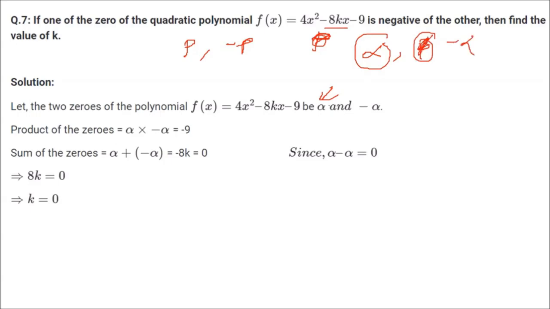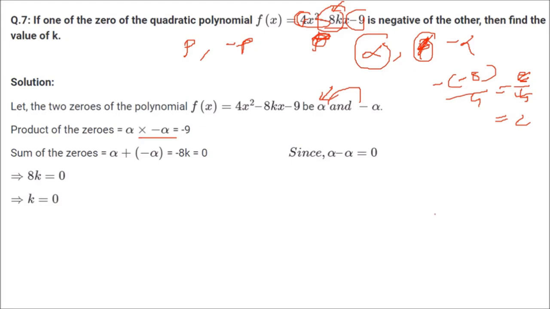What is the product of these two, alpha and minus alpha? And what will be c by a? c by a is minus 9 by 4. Now here, for alpha plus beta, we have to take 8k also. So let me take 8k also, right? I'm just changing it, because I just took minus 8, and this 8k has to be taken. We cannot just leave it like this.